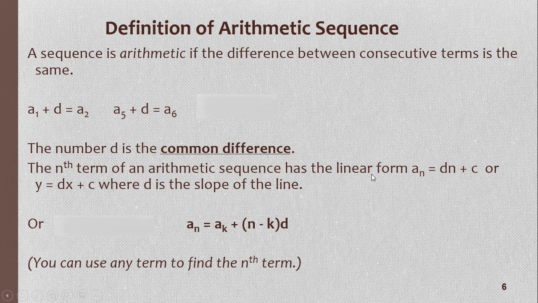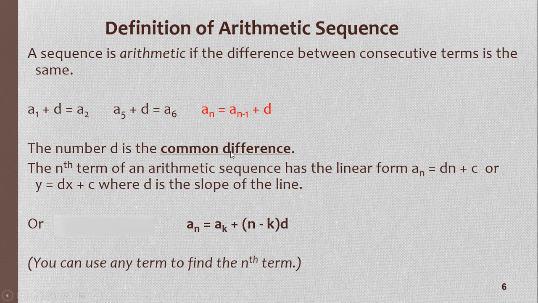Now, a sequence is arithmetic if the difference between consecutive terms is the same. So a sub 1 plus my difference is going to give me my next term, a sub 2. A sub 5 plus my difference is going to give me a sub 6. So any term in the sequence, a sub n, is going to be the previous term plus the difference.